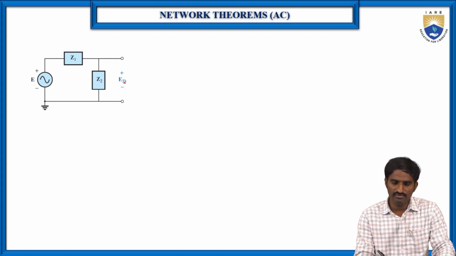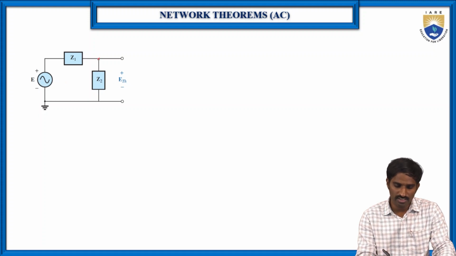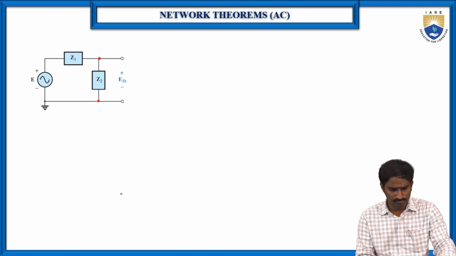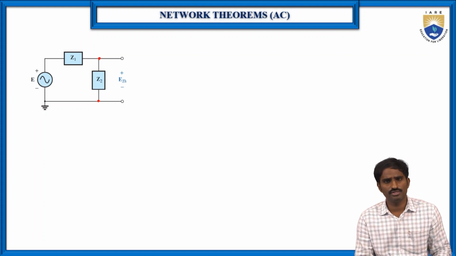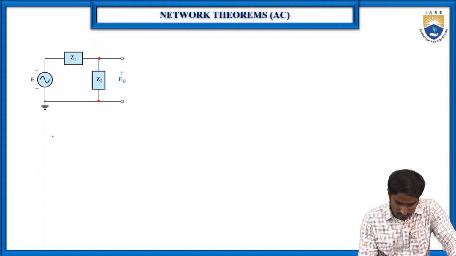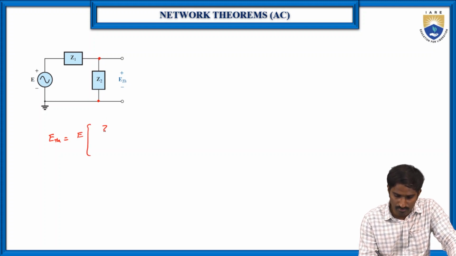So here the E Thevenin's or V Thevenin's is nothing but the voltage across the impedance Z2, right? For this you just apply the voltage division rule. By applying the voltage division rule, we can get the value of the E Thevenin's, which is the voltage across the impedance Z2. So then here E Thevenin's is equal to the total voltage E into Z2 by Z1 plus Z2, right?